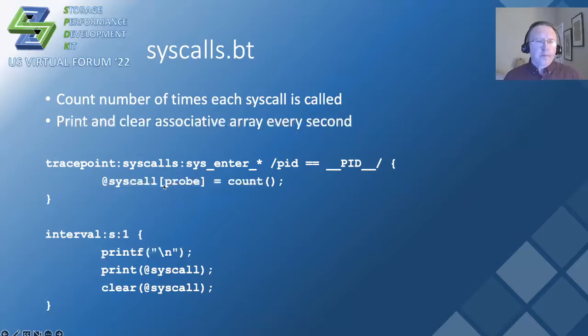And so if we look at this example, these are built-in tracepoints. These are actually exposed by the kernel, and so we can say for our PID, for our SPDK application, count, and the probe is the name of the probe. So in this case, we have a whole bunch of different system calls. You can see the wildcard here. So we have one for sys_enter_readv, sys_enter_epoll_wait, sys_enter_accept, etc. And so it's going to count each of those. And then here, every second, we're basically going to print out the associative array and then clear it, so that every second it'll reset and we'll get the values for the last second.